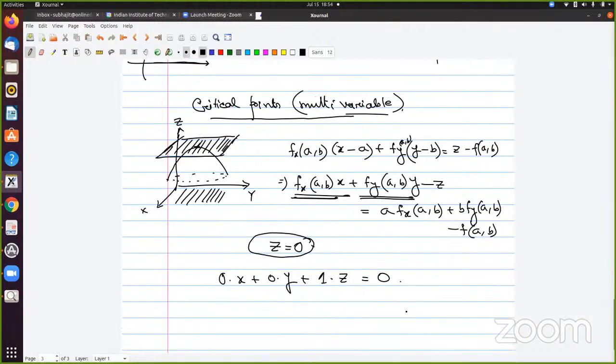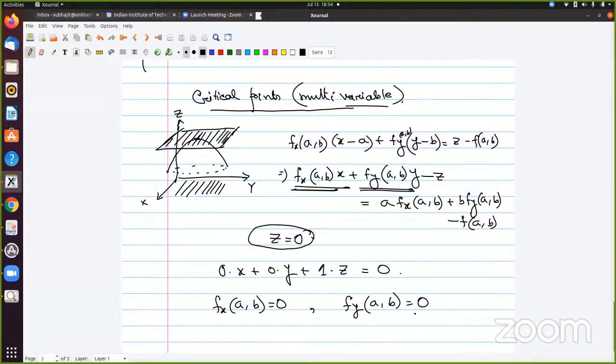Now, if two planes are parallel, then the coefficients should be in the same ratio basically. So from that we are getting fx(a,b) should be 0 and fy(a,b) should be 0. That is why all the coordinates of the gradient vector should be 0. Okay, clear?